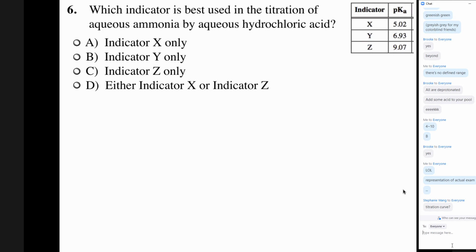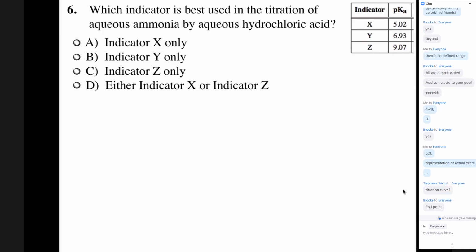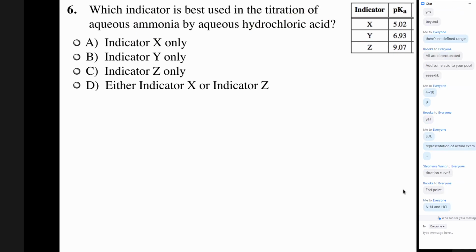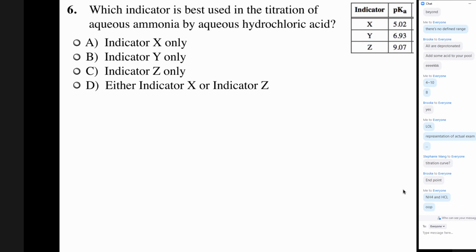Titration curve. We're figuring out the endpoint in titration. Perfect. So therefore, tell me about this titration. What are we titrating? What is ammonia? What is hydrochloric acid? Perfect. So tell me about ammonia. Is that a strong base, weak base? And this is ammonia, not ammonium. Weak base, titrate by a strong acid, exactly. So we are titrating this by this, meaning we're starting with this and adding this.